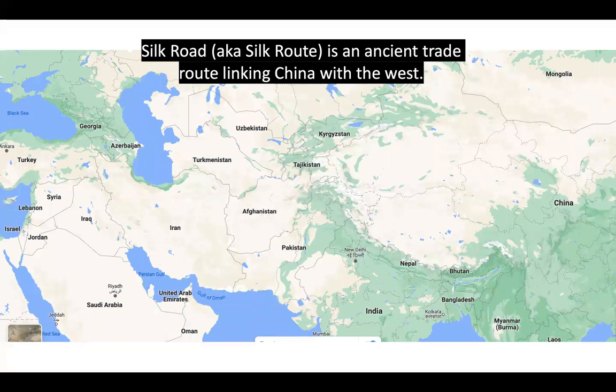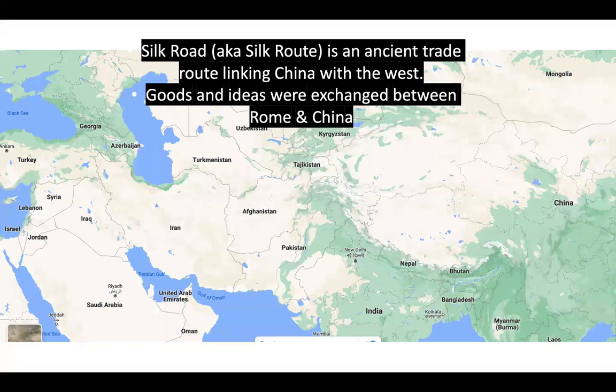All right, I know we've talked about the Silk Road before, so if you don't have this in your notes, go ahead and include it. It's also known as the Silk Route. It's an ancient trade route that links China with the West. And we know it's really important because not only goods were exchanged, but ideas and religion. Ideas and religion were exchanged between Rome and China. Oh yeah, and then right in the middle are the Bamiyan Buddhas, which we've talked about already.